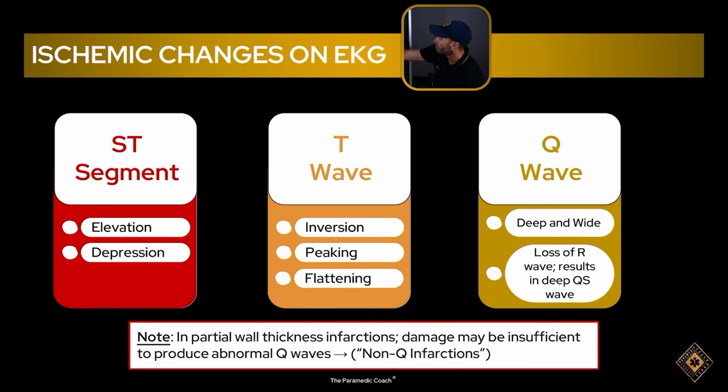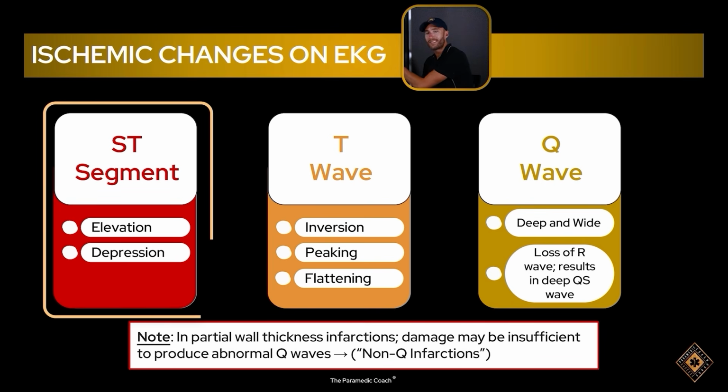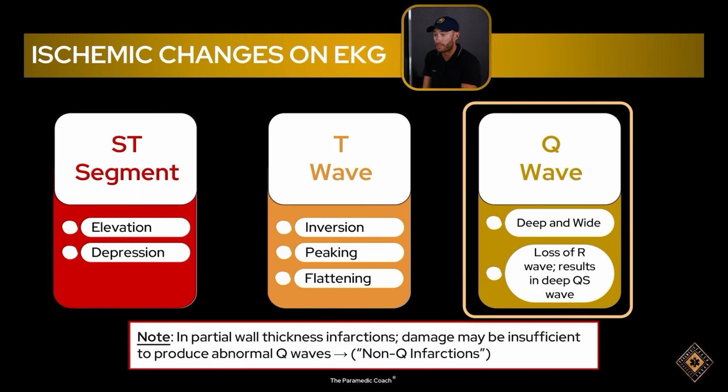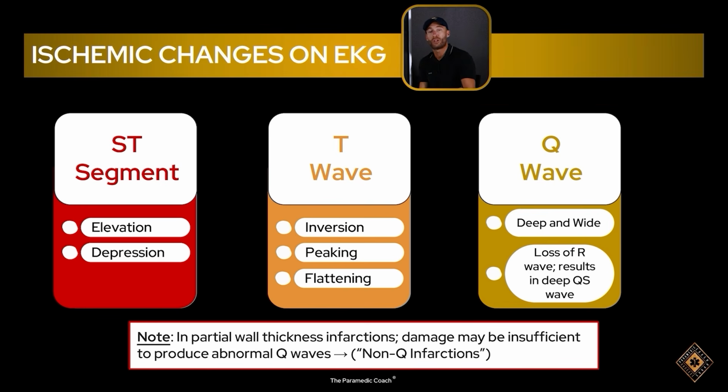Now, ischemic changes on EKG. I look at the ST segment. I can have elevation or depression. ST segment elevation can mean many things, but in this case, I'm just focusing on what we must know about understanding the 12-lead EKG for heart attacks. Depression. T waves. We can have an inverted T wave, a peaked T wave, a flat T wave, right? The Q wave can be deep and wide. We can have the loss of an R wave, resulting in a deep QS wave, so there's no positive deflection on the QRS. It's just a big fat Q and S.